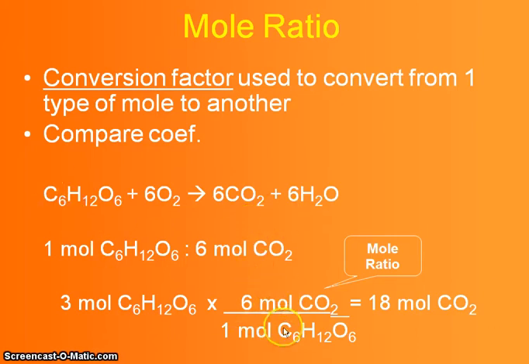I'm going to set up my conversion factor to cancel out my moles of glucose. So the glucose needs to go on the bottom, and the moles of CO2 would go on the top. That way when I multiply across and divide by the bottom, that will cancel out the moles of glucose and give me the answer in moles of CO2. So if I have 3 moles of glucose, then that means that I could produce 18 moles of CO2.